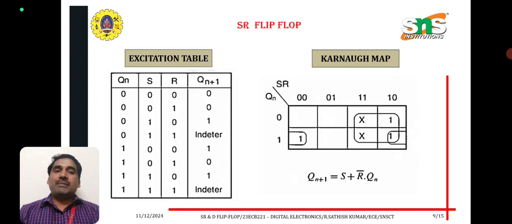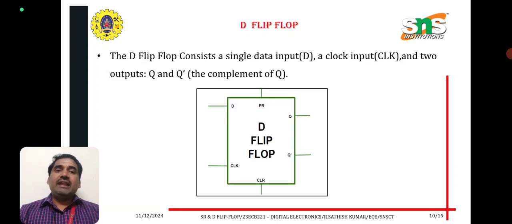From this Qn plus 1, we are going to solve the Karnaugh map with Qn, S, R. We combine all the states which produce output as 1. The Boolean expression from the Karnaugh map is Qn plus 1 is equal to S plus R bar into Qn.